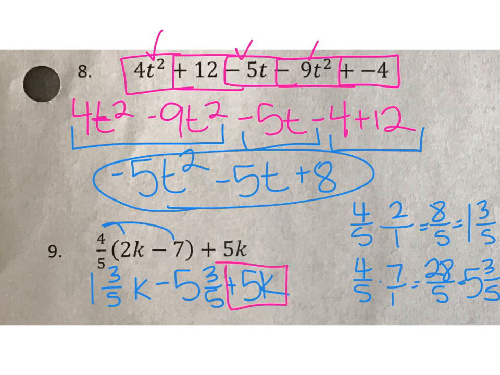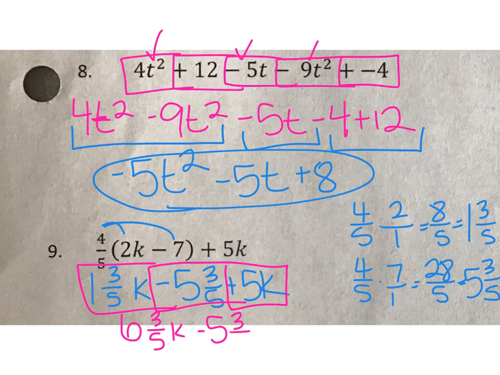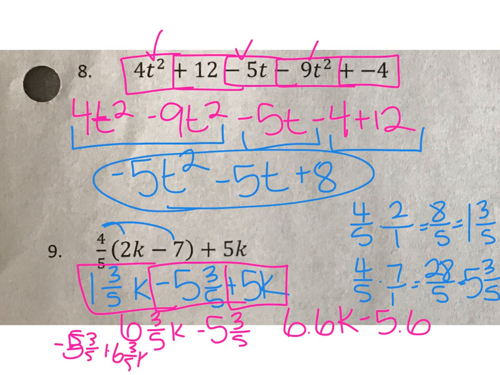Train it up. So 1 3/5 k plus 5k gets me 6 3/5 k minus 5 3/5. Remember, if you did this as a decimal, it should be 6 6/10 k minus 5 6/10. Again, if you switch the order and you had minus 5 3/5 plus 6 3/5 k, that would be acceptable as well. Just make sure that negative is with the 5 3/5.